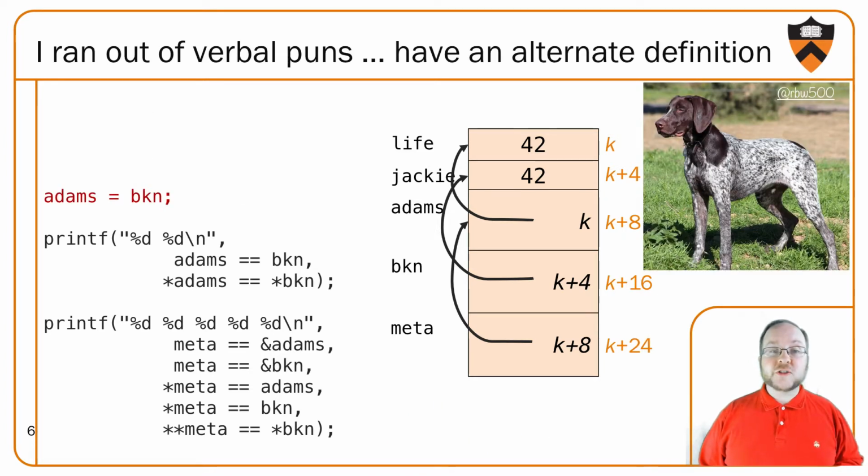Alright, so now imagine that we assign Adams to point to the same thing Brooklyn points to. Adams' contents become k plus 4. Now pause the video again and work through the same 7 comparisons.